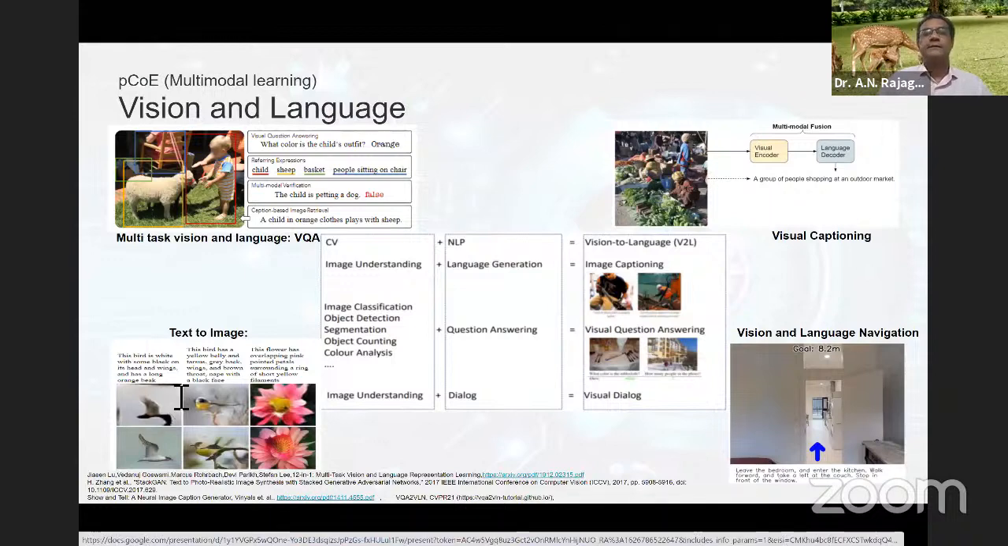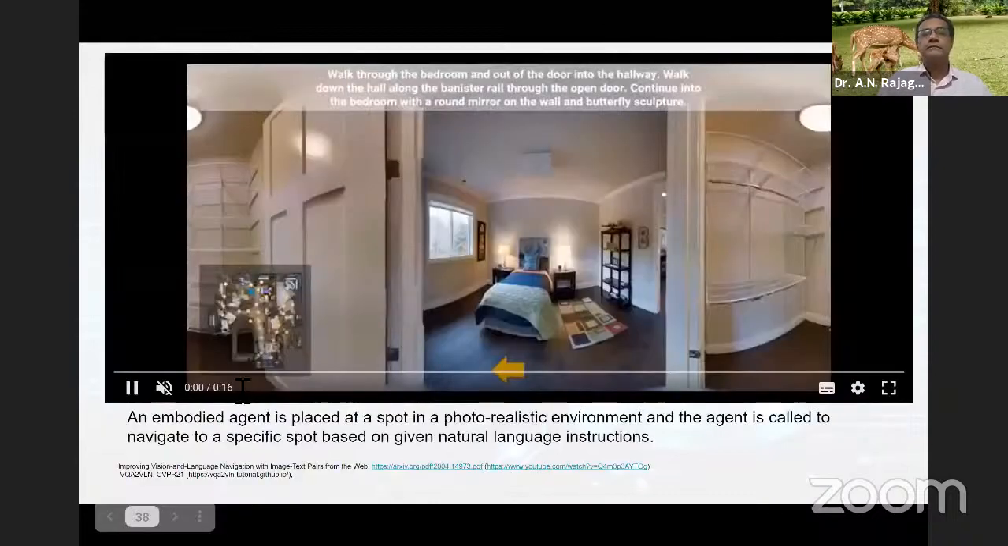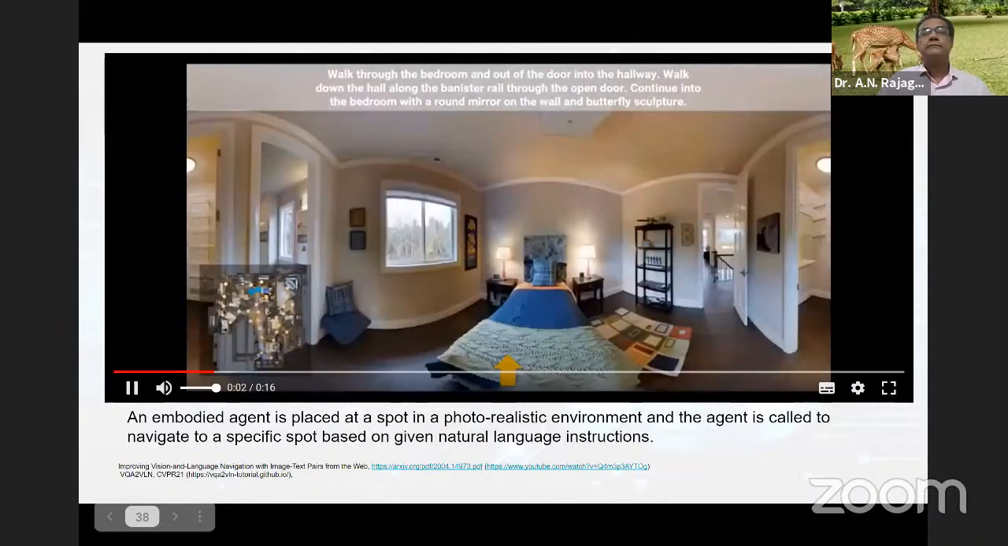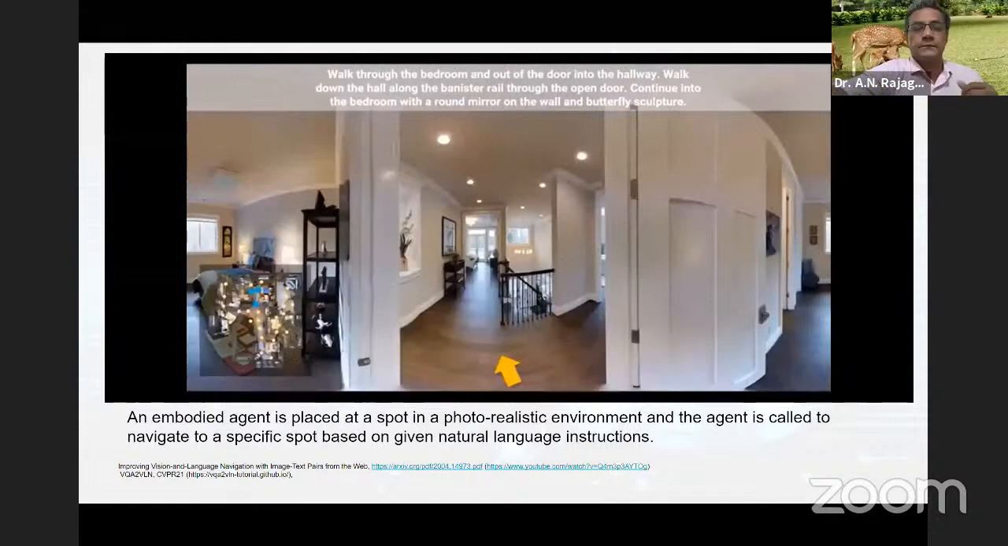Language navigation instructions as shown on the top. A key to solving this task is grounding visual concepts mentioned in the instructions, such as banister rail and the round mirror and butterfly sculpture. Prior work.